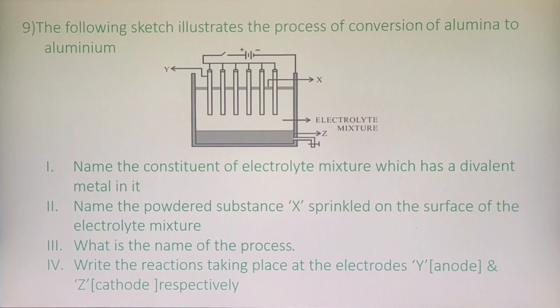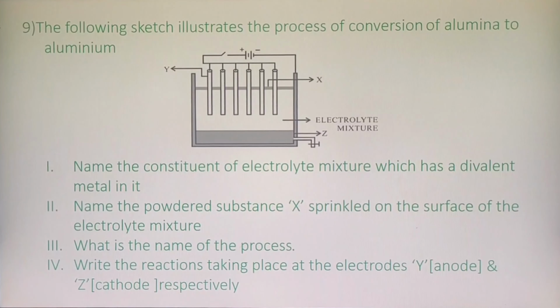What is the name of the process? I have already told you, when we are converting alumina into aluminium, the name of the process is the Hall-Héroult process. Clear? So the name of the process is the Hall-Héroult process. The next question is the most important question.